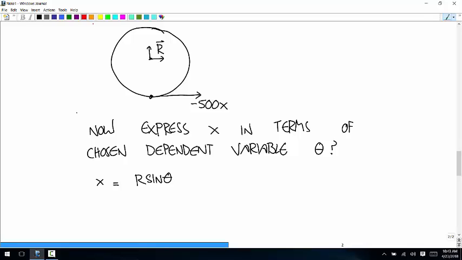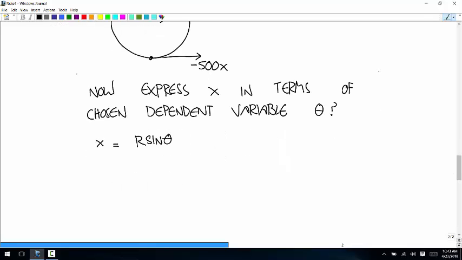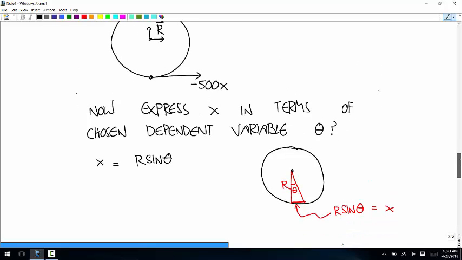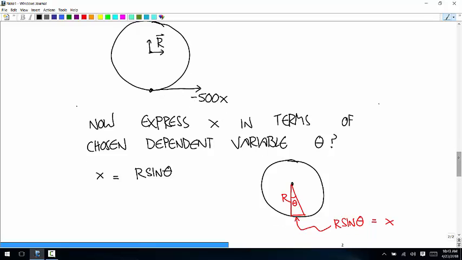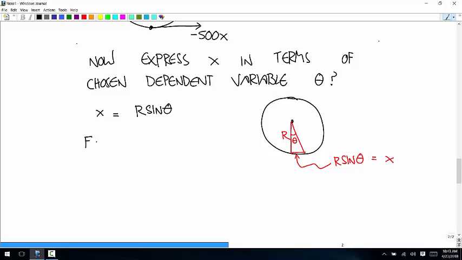So if this is theta, this is what we want. This is r sine theta.